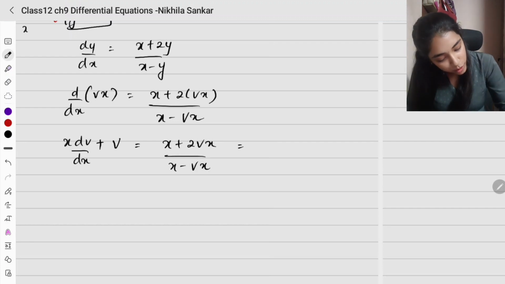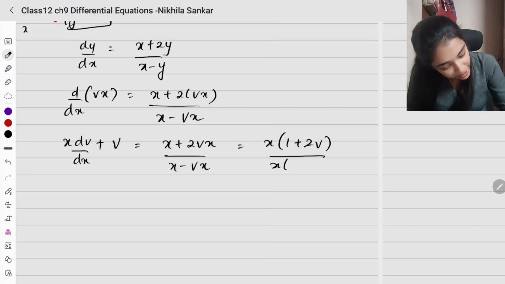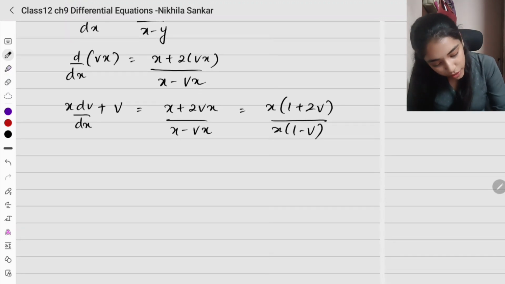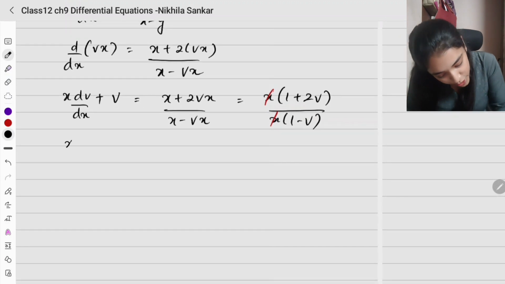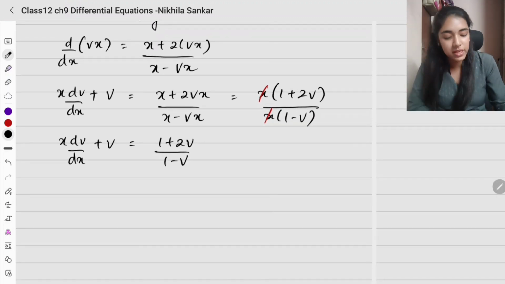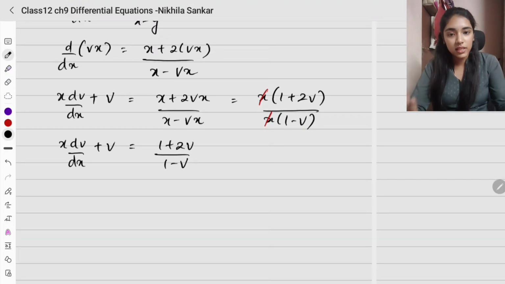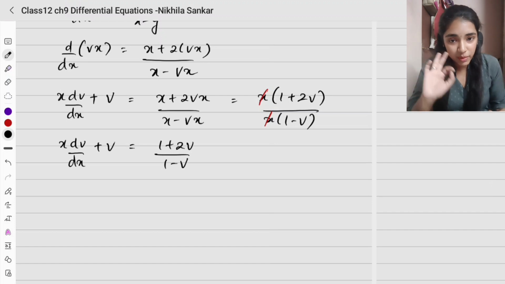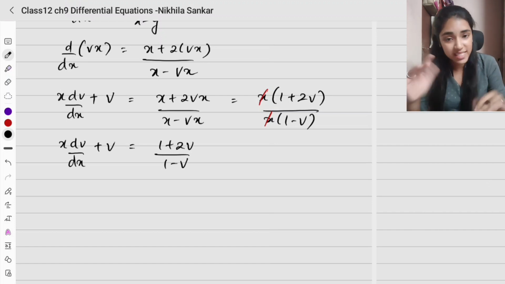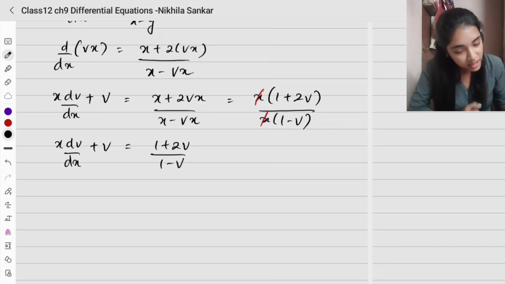Can I take x common? So I'm going to take x times 1 plus 2v divided by x times 1 minus v. So I'm going to cancel the x and the x. So basically see how simple our equation has become. So you have x dv by dx plus v equals 1 plus 2v divided by 1 minus v. Basically we got rid of y. So now your equation is in terms of dv by dx, two variables v and x, and it's easy to solve. If it is like this without y by x, we can solve it easily.